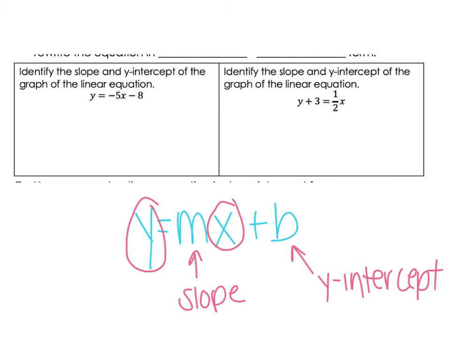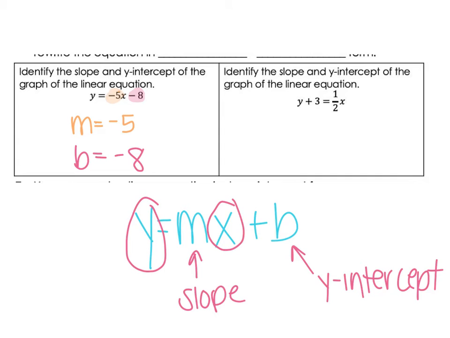So looking here, I have my number that's in front of my x, my coefficient. That is -5. So that means my slope is -5. And my y-intercept, if you look here, we're subtracting 8. So my b, or my y-intercept, is -8. So this is what you'll be doing on your quizzes today. So you will just be identifying the slope and the y-intercept on equations and graphs.